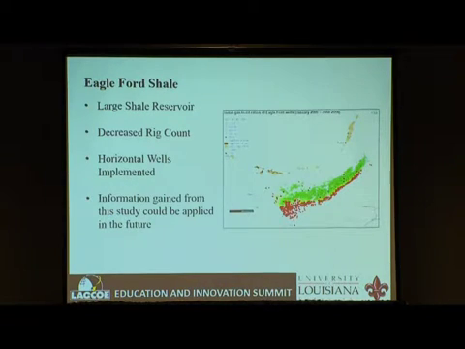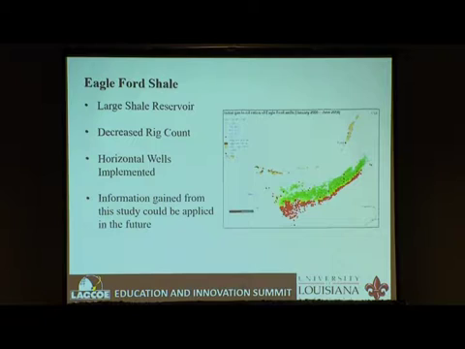So I picked the Eagle Ford Shale. Austin is right up here, and it's a shale play, and it goes right down here, and Mexico's right here, but the shale play continues on. It has an oil zone, a wet gas zone, and a dry gas zone. It is a large shale reservoir.